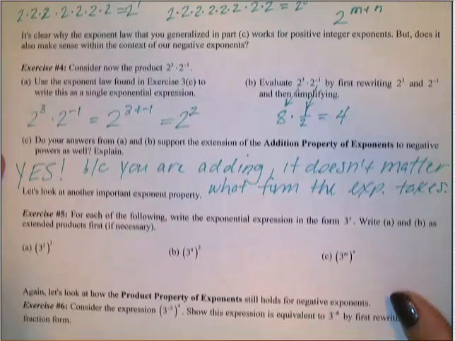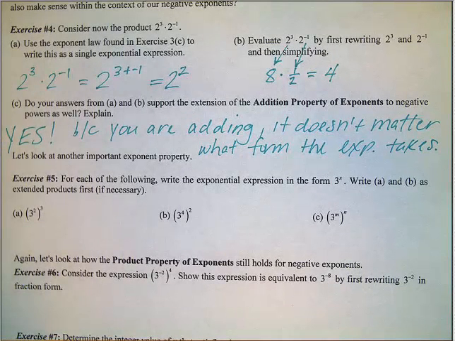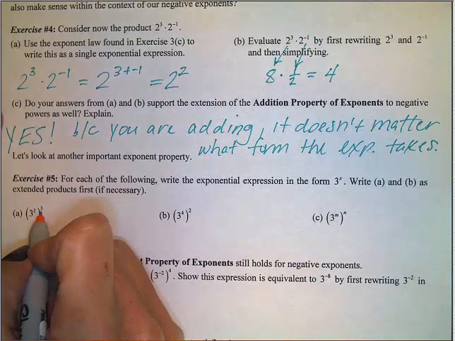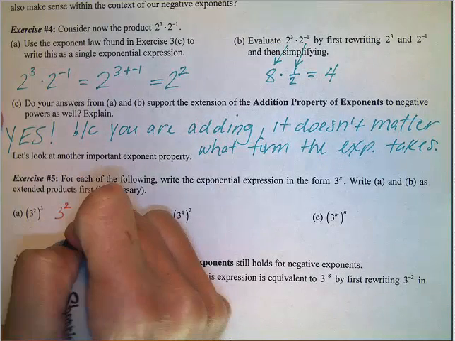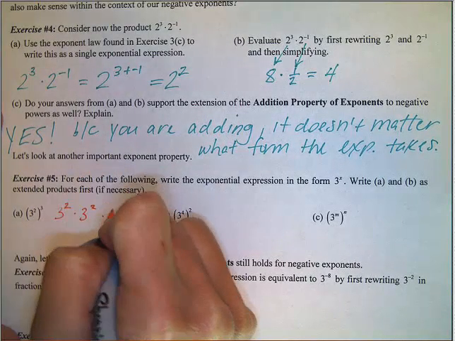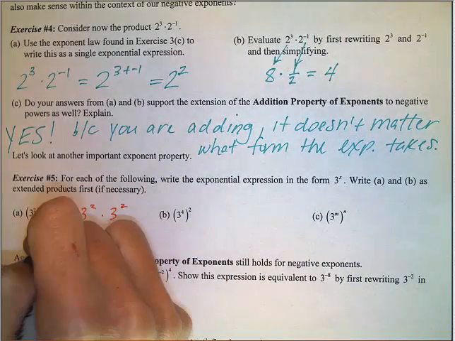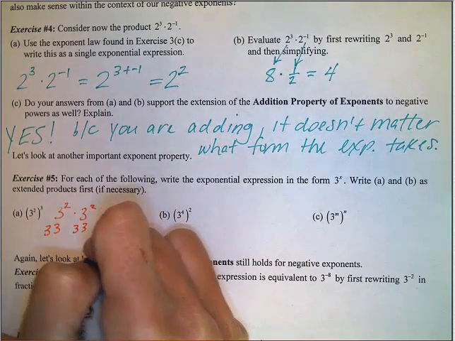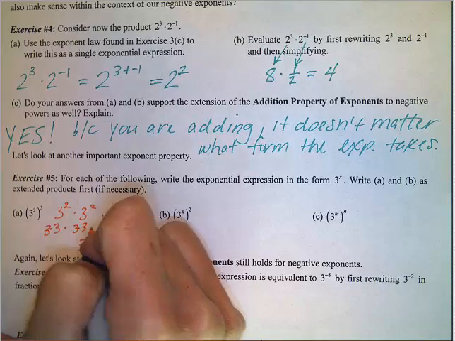Example 5. For each of the following, rewrite the exponential expression in the form of 3 to the x. Write A and B as extended products first if necessary. But let's look at this. So this tells me I need 3 of the 3 squareds. So I need 3 squared times 3 squared times 3 squared. So I have 3, 3, 3, 3, 3, 3. So how many 3's do I have? 6 of them.